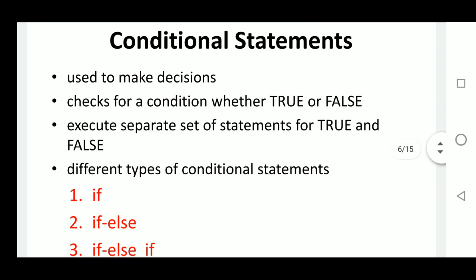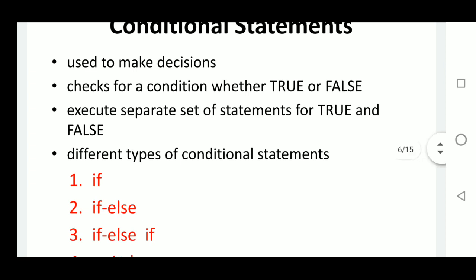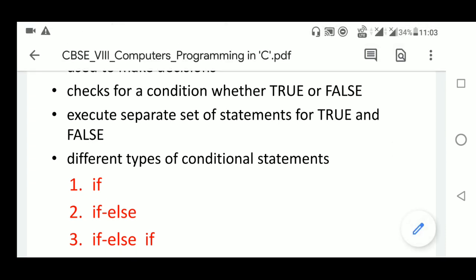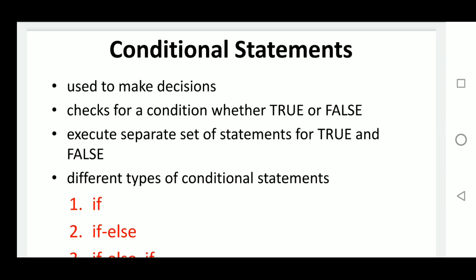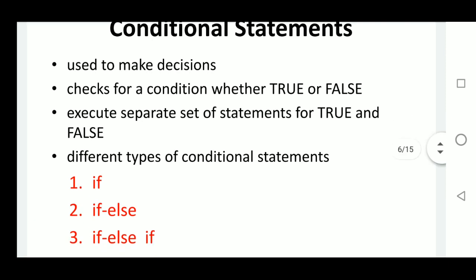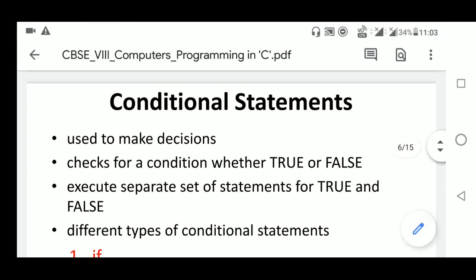Now next is the conditional statement. Conditional statements are used to make decisions, like when some conditions are given, we have to come to a decision that the condition is true or false. It will check the condition whether it is true or false, and execute a separate set of statements for true and false. If the condition is true, one set of statements will execute. If the condition is false, the other separate set of statements will execute.